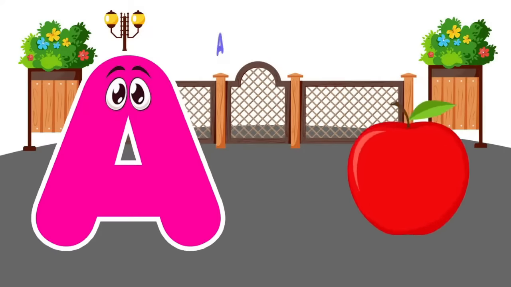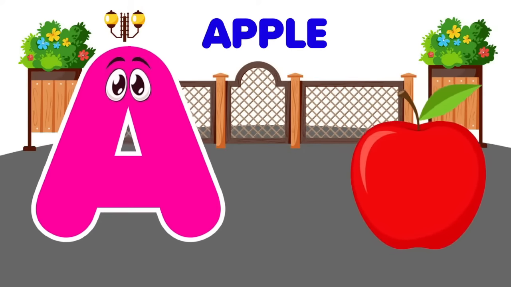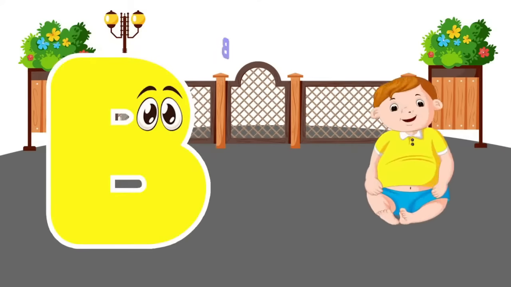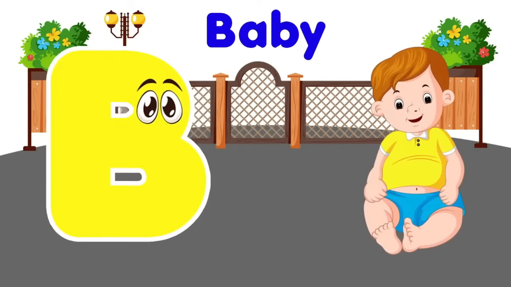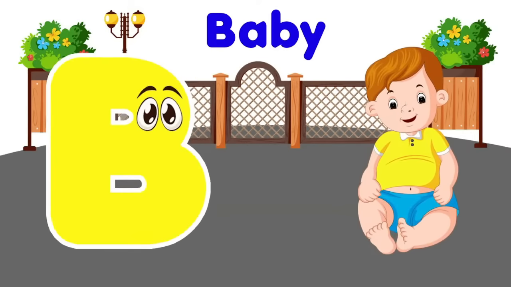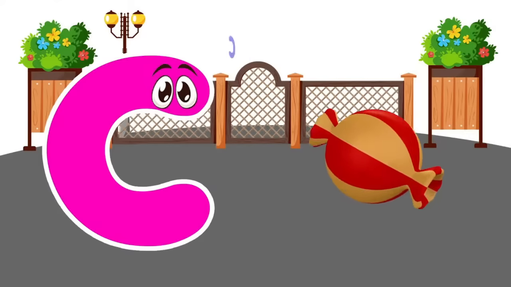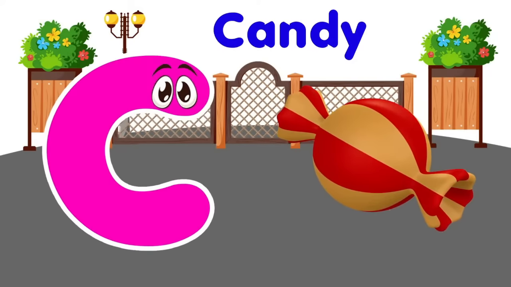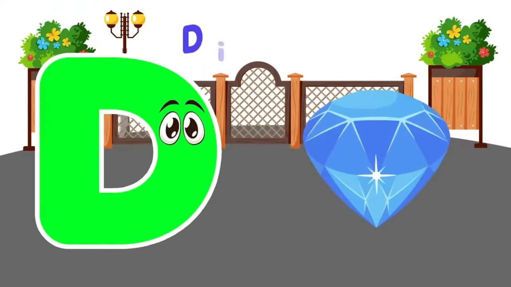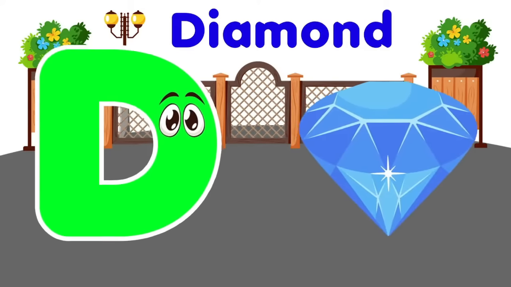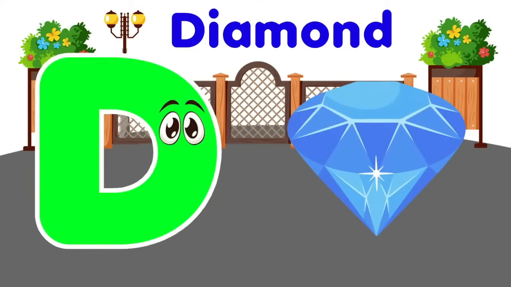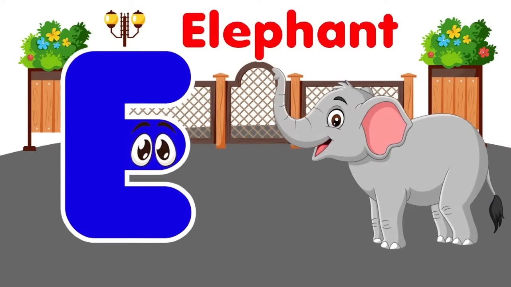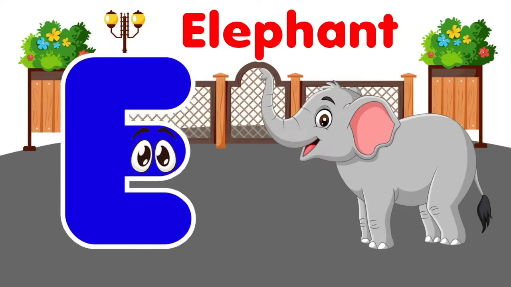A is for apple, a, a, apple. B is for baby, b, b, baby. C is for candy, c, c, candy. D is for diamond, d, d, diamond. E is for elephant, e, e, elephant.